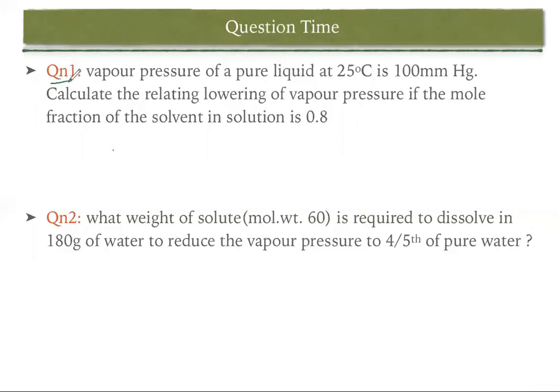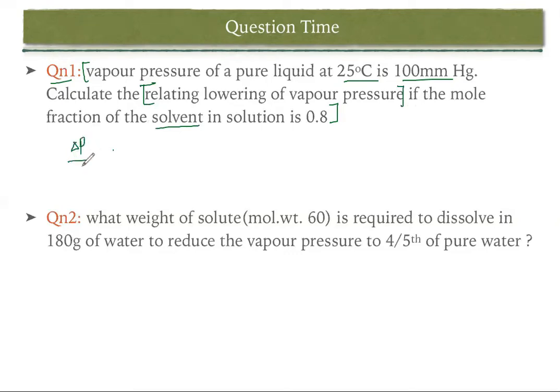So now it's question time. Let us try to solve this question. I want you to pause this video, solve the question, and let me know the answer in the comment section. The vapor pressure of a pure liquid at 25 degree centigrade is 100 mm, and calculate the RLVP if the mole fraction of the solvent is given. Let us write down the data.